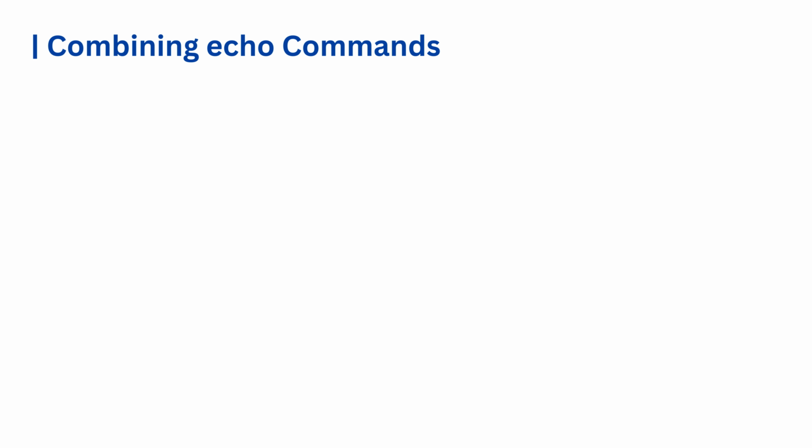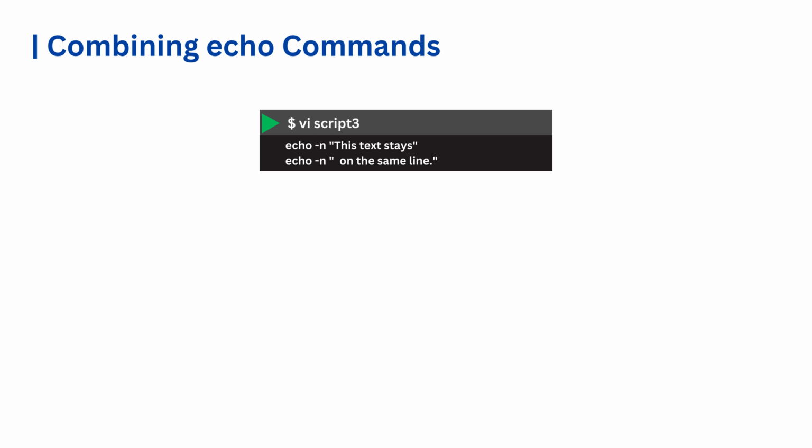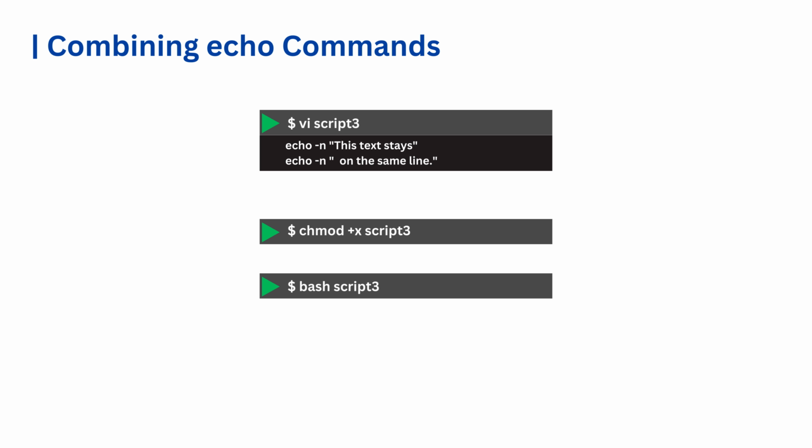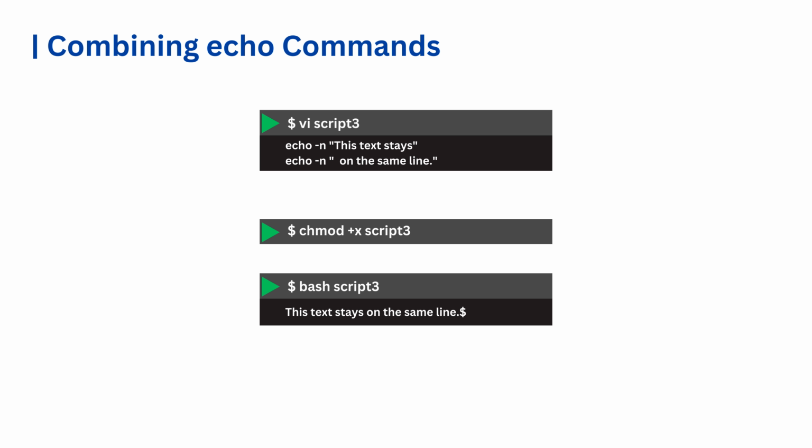Let's look at how you can combine multiple echo commands to format your output in one line. When you run this script, the output will look like this. That's how you output text in shell scripts using the echo command. Start by trying these examples, and keep practicing to get comfortable with the basics.